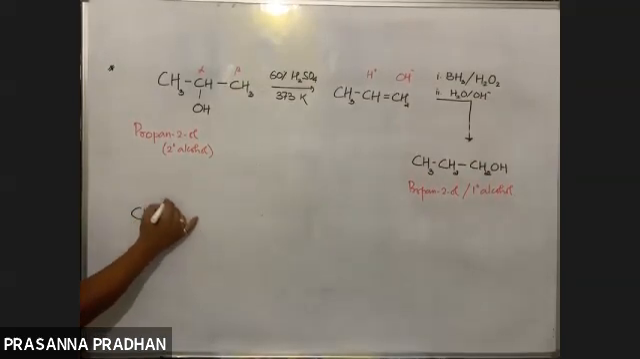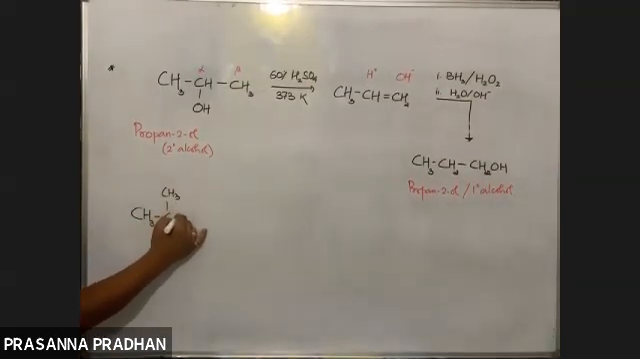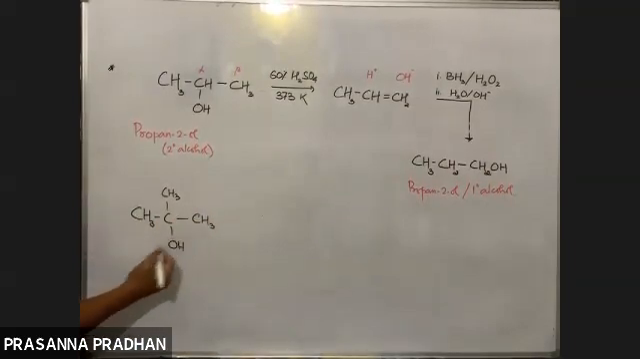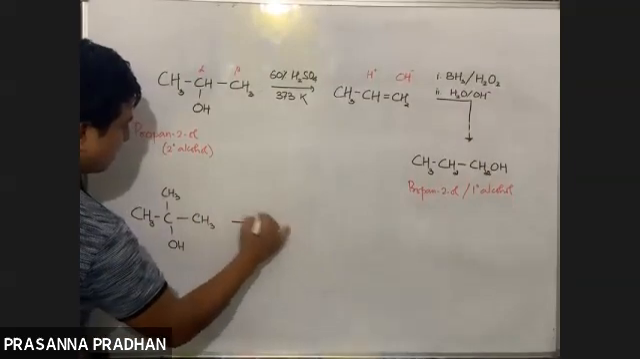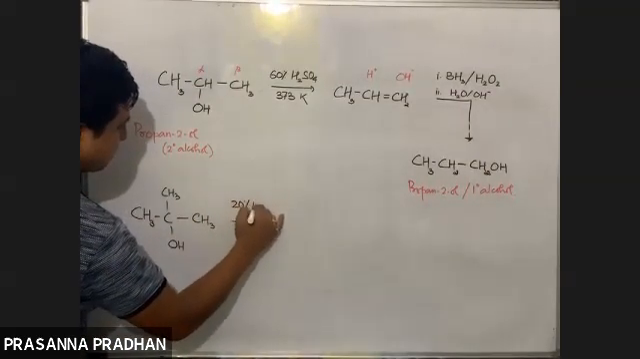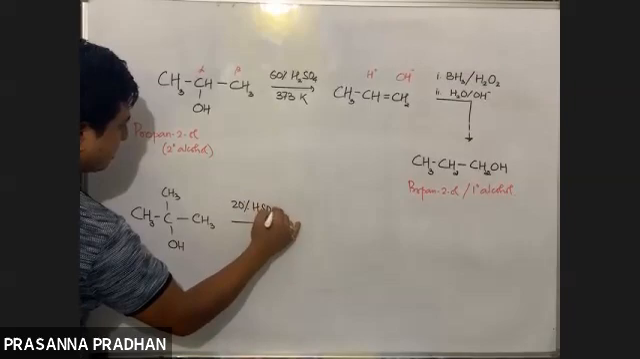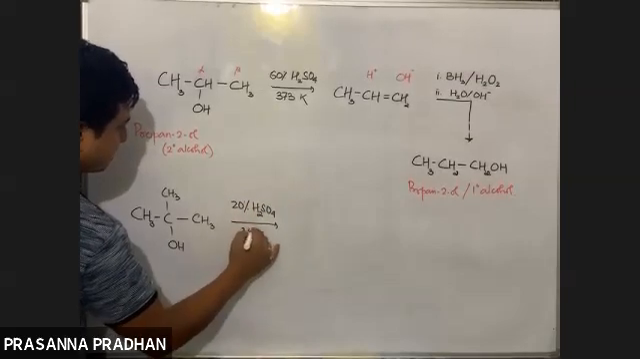Okay, so now let us try this. Last one. This tertiary butyl alcohol. What is the condition? If you remember, 20% sulfuric acid, 363 Kelvin.